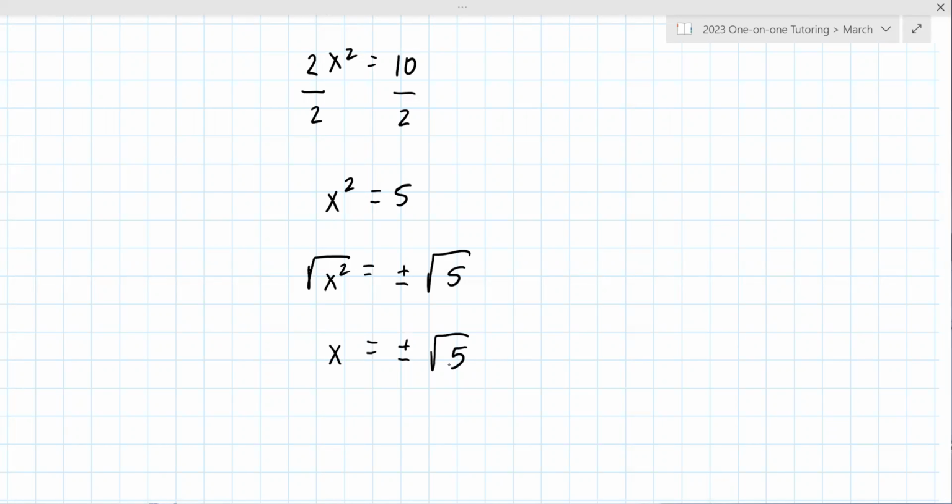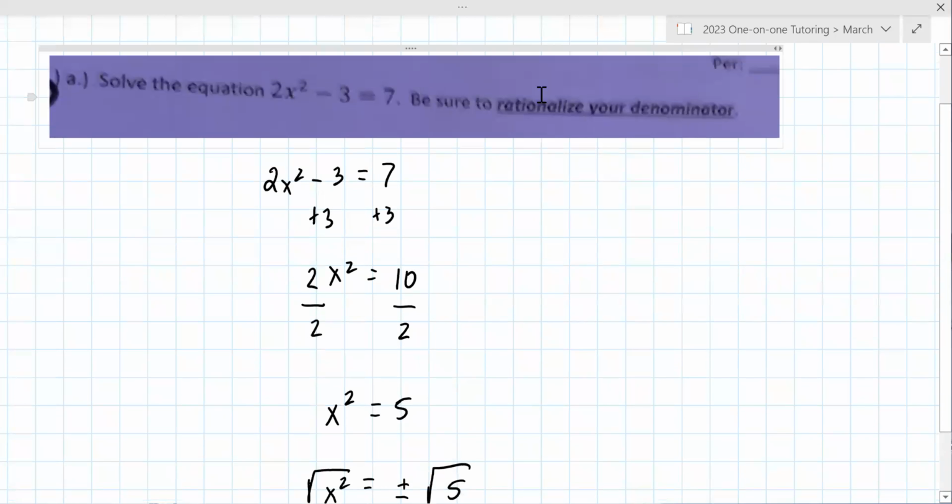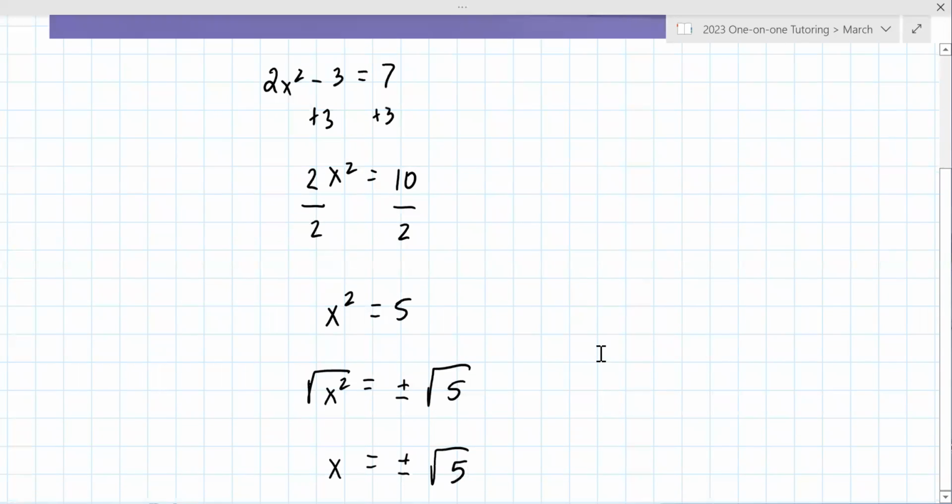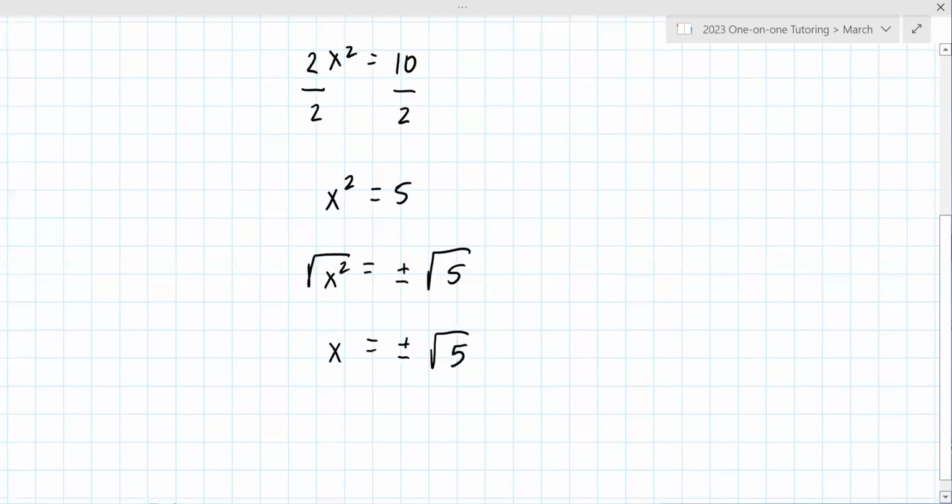Now, I don't know why the instructors are alluding to rationalizing your denominator. Maybe that's a copy and paste from another problem that does require that. Let me give you an example. What does that even mean? Here's what it means when working with fractions.